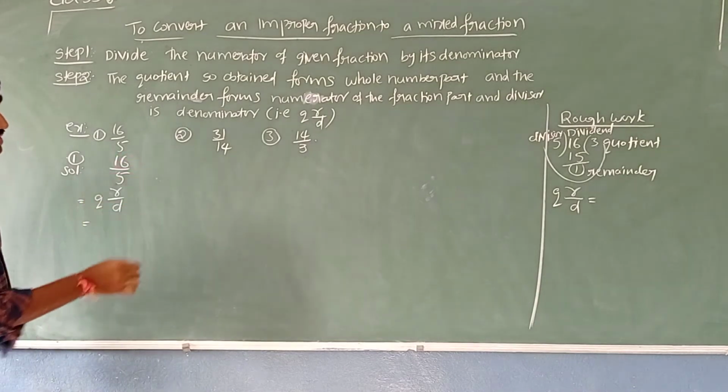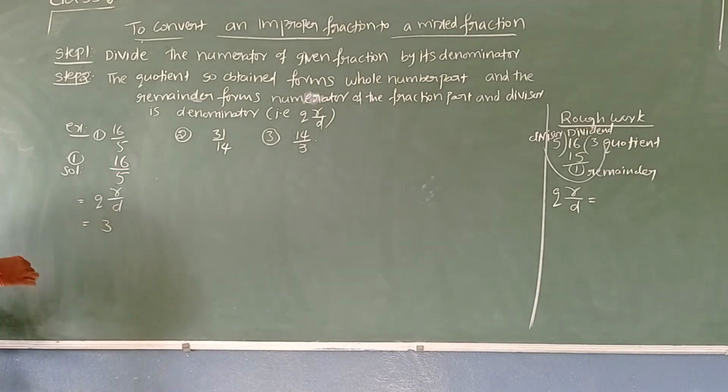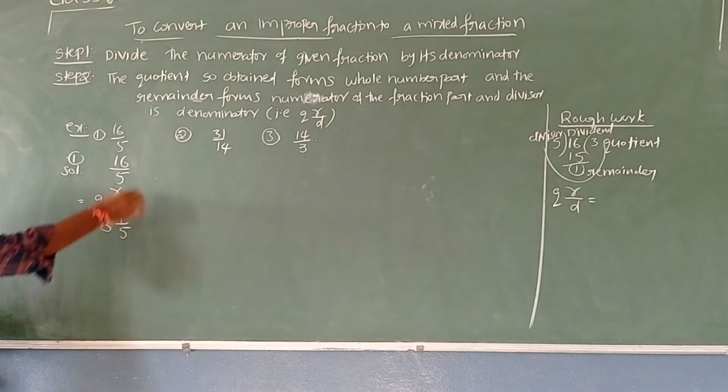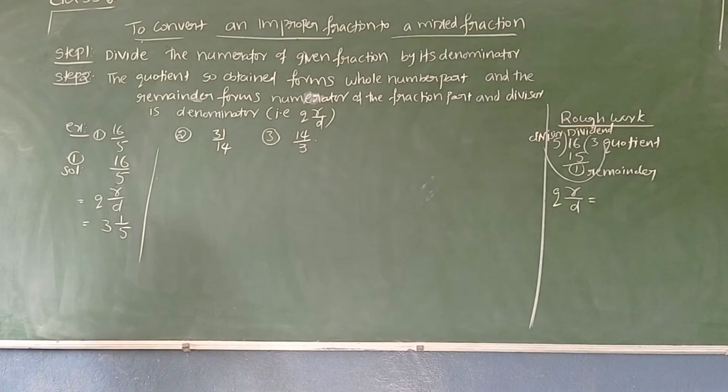What is the quotient? You can see there, the quotient is 3. The remainder is 1, and the divisor is 5. So it is 3 1 by 5. That is the way we can represent it.